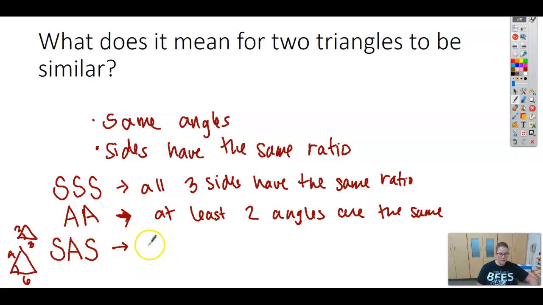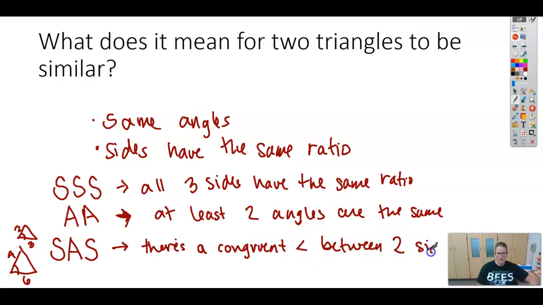This angle has to be between the two sides. So there's a congruent angle between two sides with the same ratio.